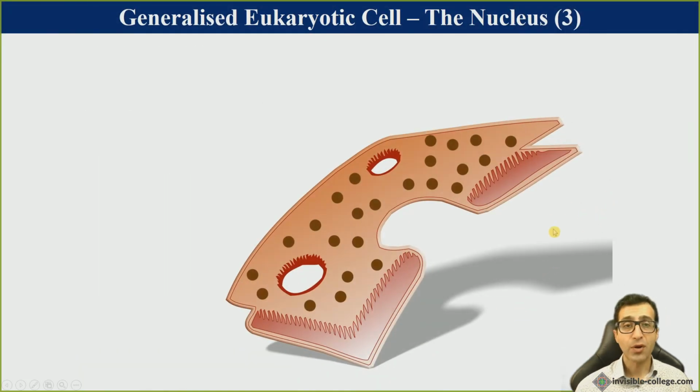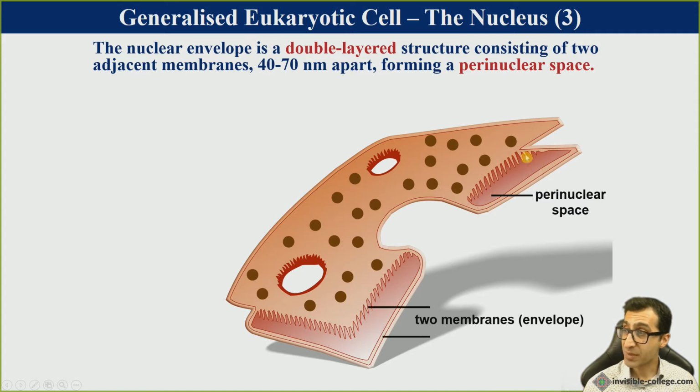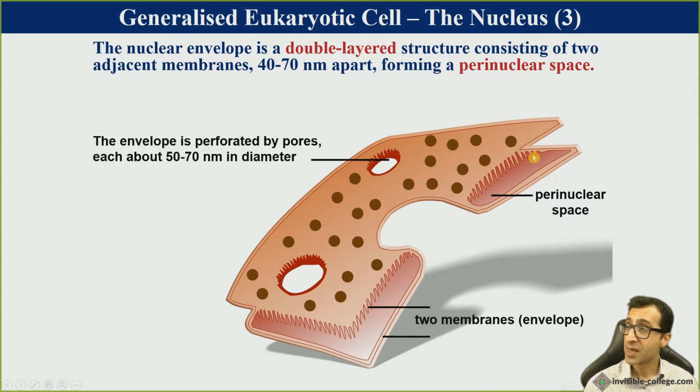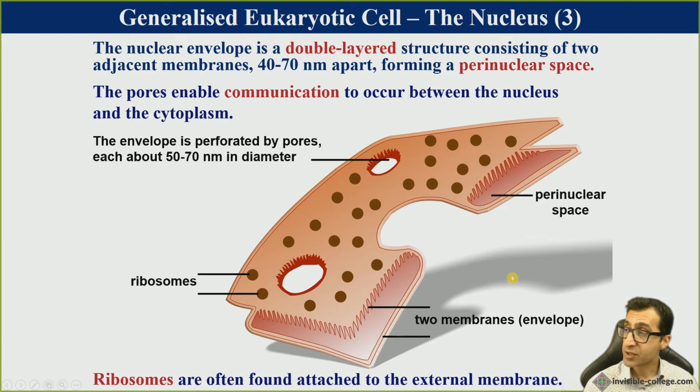This is a diagram showing the nuclear envelope in a little bit more detail. The distance between these two adjacent membranes is approximately 40 to 70 nanometers, and between these membranes you have a space called the perinuclear space. The pores, as we said before, enable messenger RNA to move out of the nucleus and into the cytoplasm, for example. And there are also other forms of communication that occur between the nucleus and the cytoplasm via these nuclear pores as well.